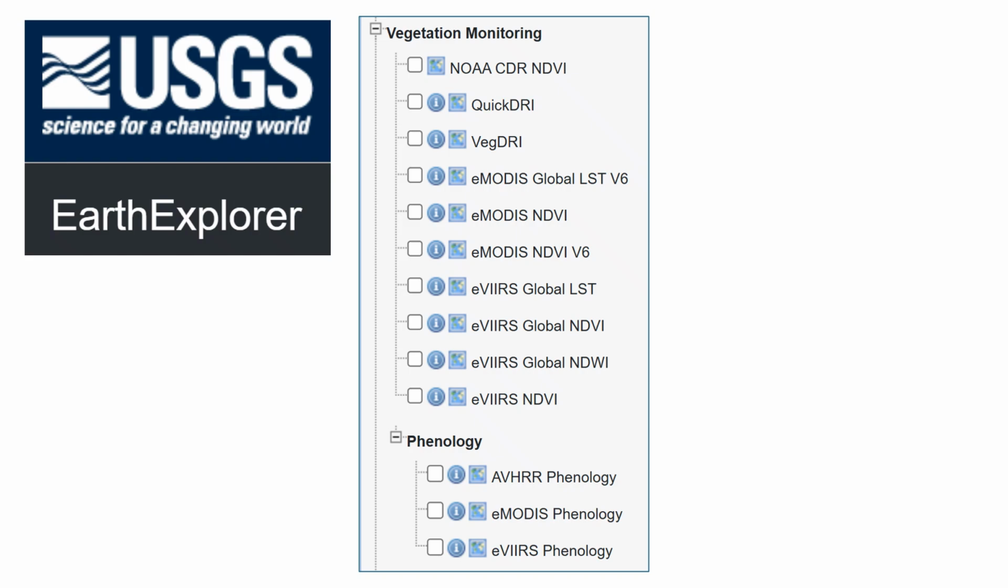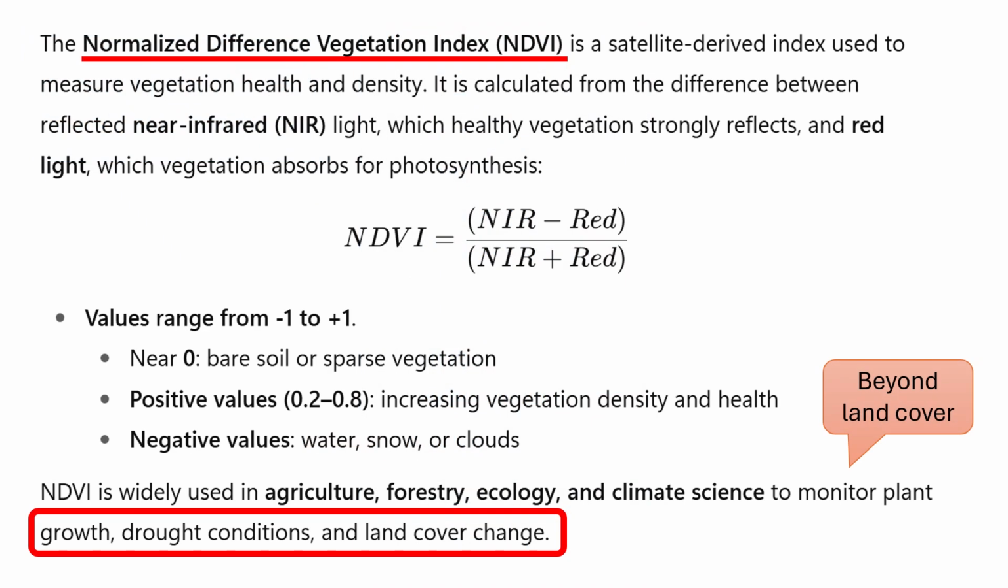Beyond land cover per se, Earth Explorer provides many other types of environmentally oriented data. Two that you might find of particular interest are the vegetation monitoring datasets and the phenology datasets. The Normalized Difference Vegetation Index, or NDVI, is used to measure vegetation health and density and is widely used in agriculture, forestry, ecology, and climate science to monitor plant growth, drought conditions, and land cover change.